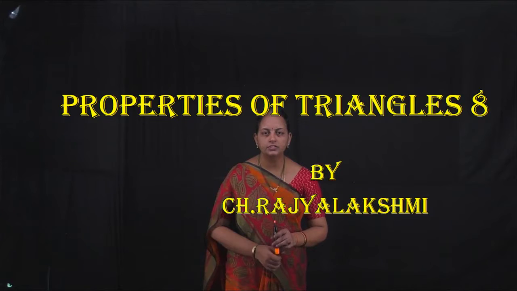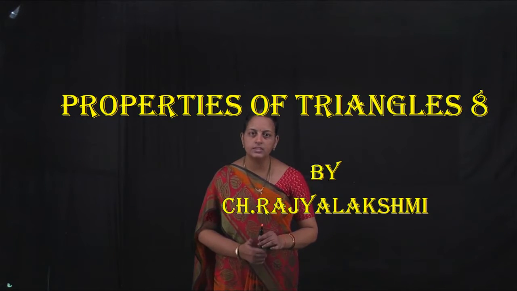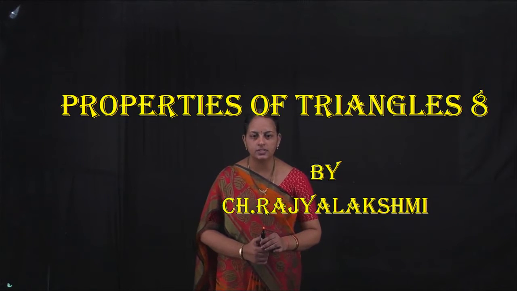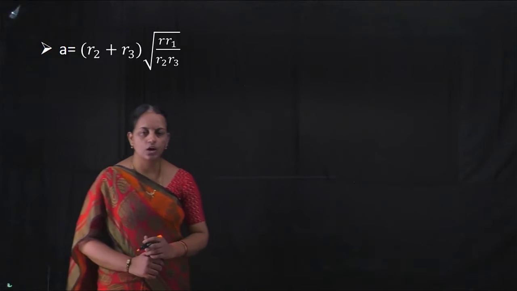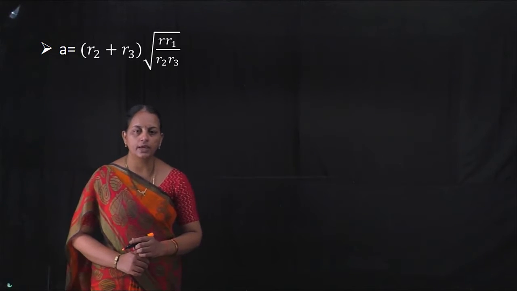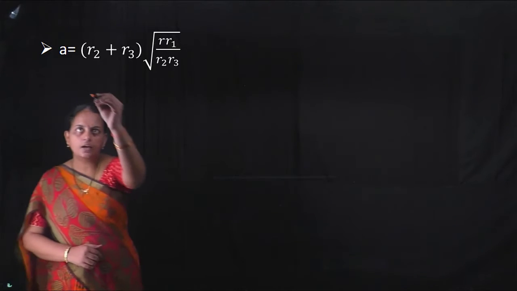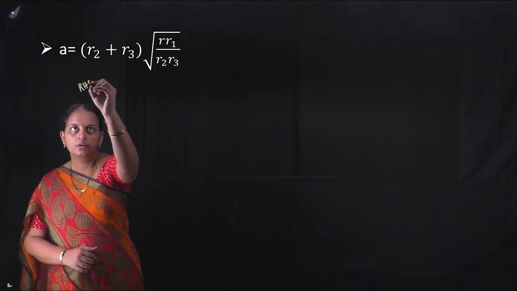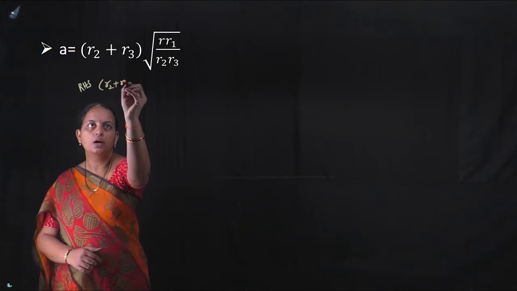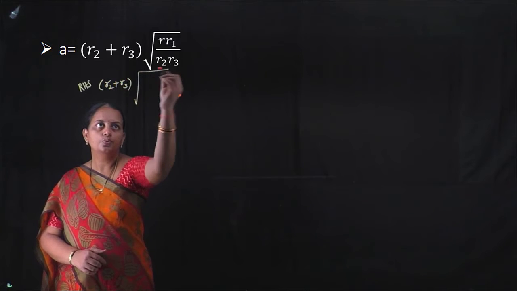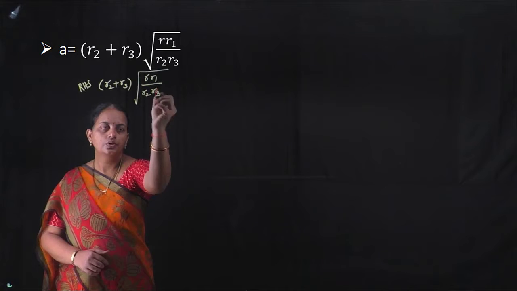Welcome to this session. In this session, I want to teach some more problems based on in-circle and ex-circles. Okay. First one is: show that small a is equal to (R2 plus R3) into root over (R R1 by R2 R3). Consider the RHS part, that is (R2 plus R3) into root over (R R1 by R2 R3).